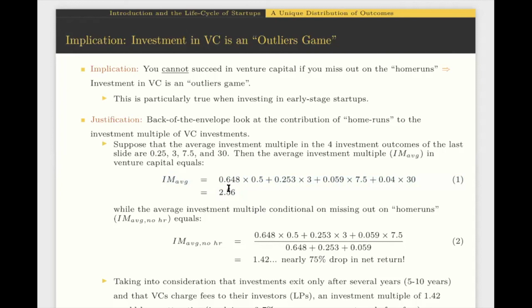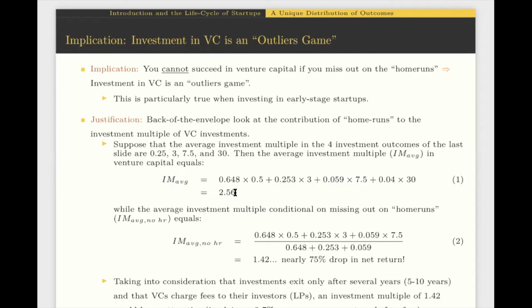Now, before you get too excited about this return, VC investments are long-term investments. So $1 becomes $2.56, but after many years. The average VC investment, especially early stage, usually has a horizon of 5 to 10 years. So if we look at $1 becoming $2.56, that translates to an average annual return of about 14%.